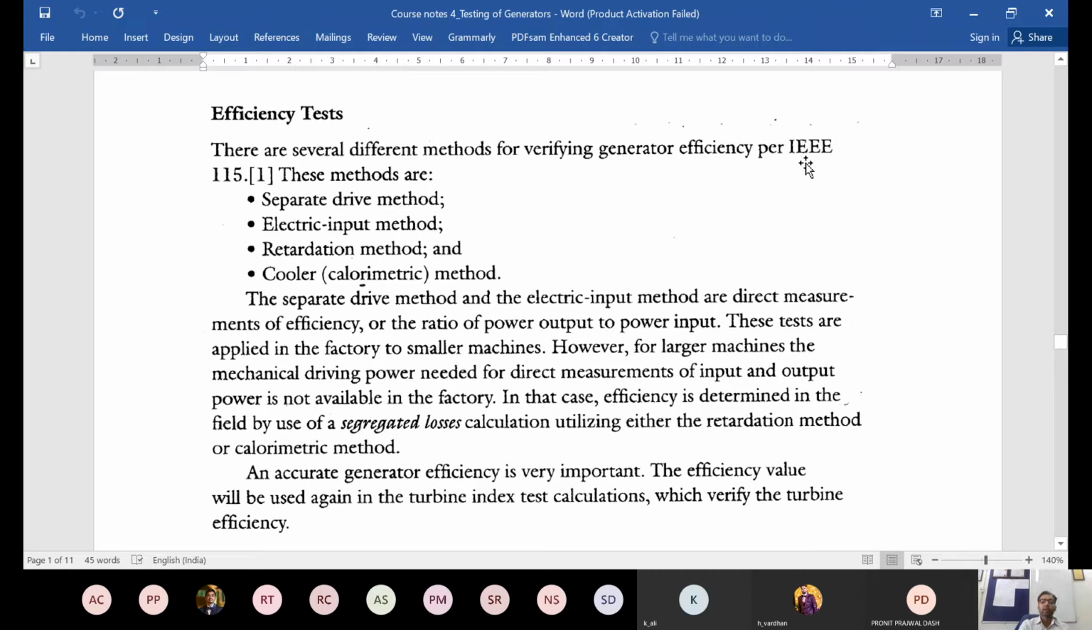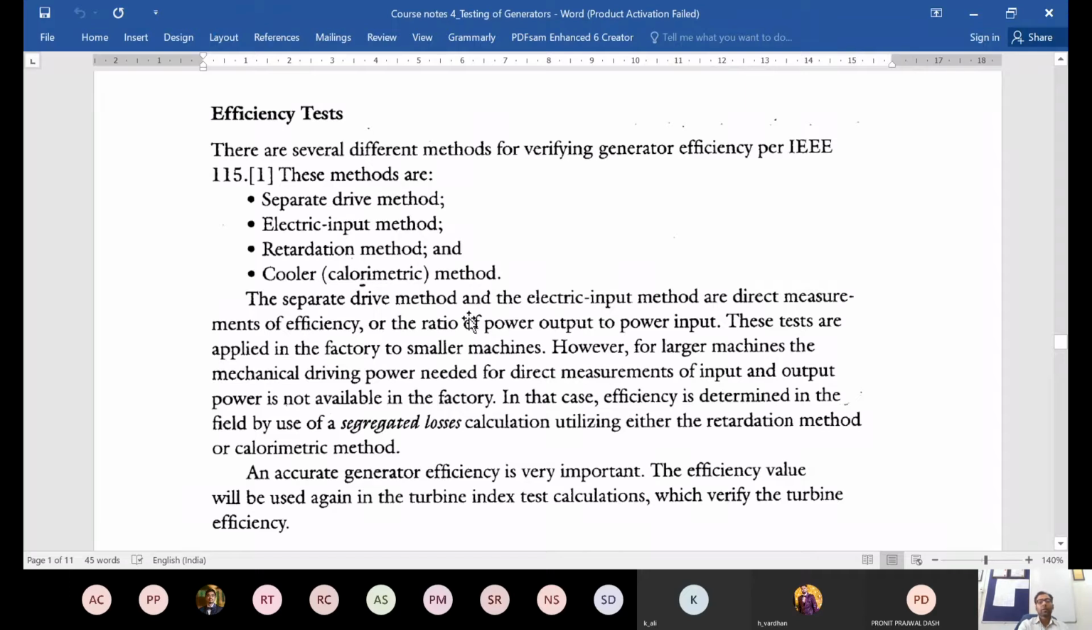In 2019, they brought a draft of revision to the 2009 standard, but that is still under consideration. It is still at a draft level. So probably in a year or so, that new standard will be coming in place. As technology evolves, there is revision of the standards from time to time. But so far, IEEE 115-2009 is the standard. As per that document, there are 4 methods used for efficiency testing: the separate drive method, electric input method, retardation method, and the cooler or calorimetric method.